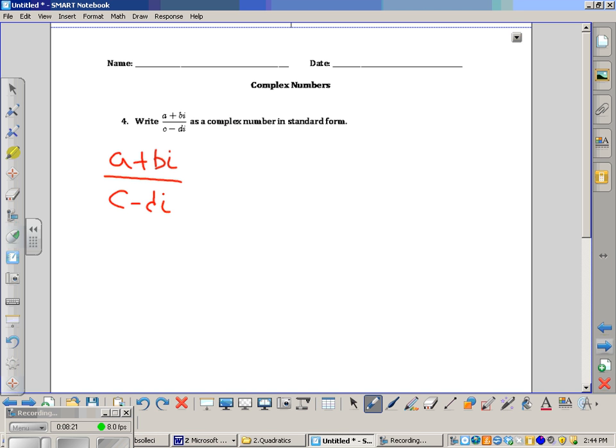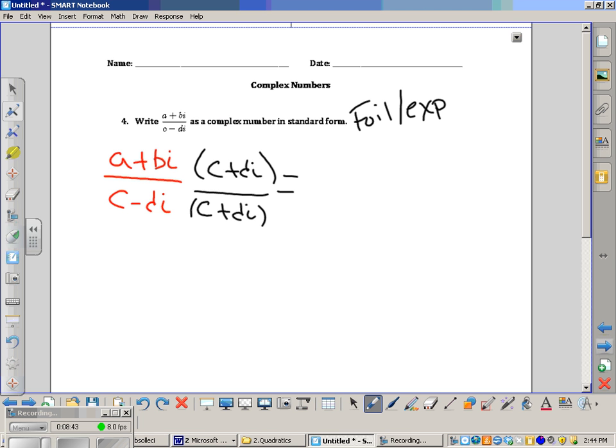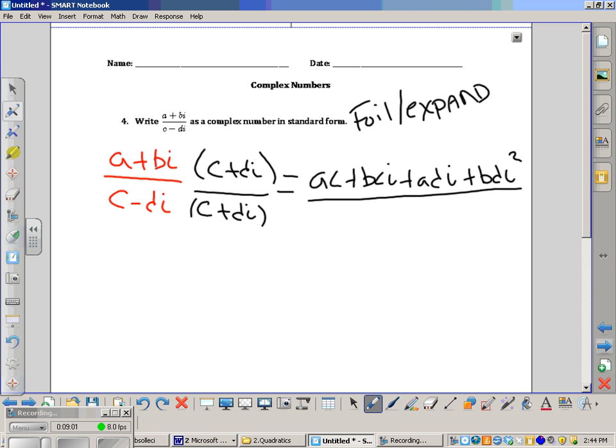Okay, the conjugate, remember doing conjugates with square roots? It's the same idea. So we're going to multiply by the conjugate. And the conjugate, like we did in example 1, is c plus di. We're going to be very, very careful here because this looks pretty tough. We're going to FOIL, or I like to call it just expand. Okay? AC, BCi, ADi, plus BDi squared.